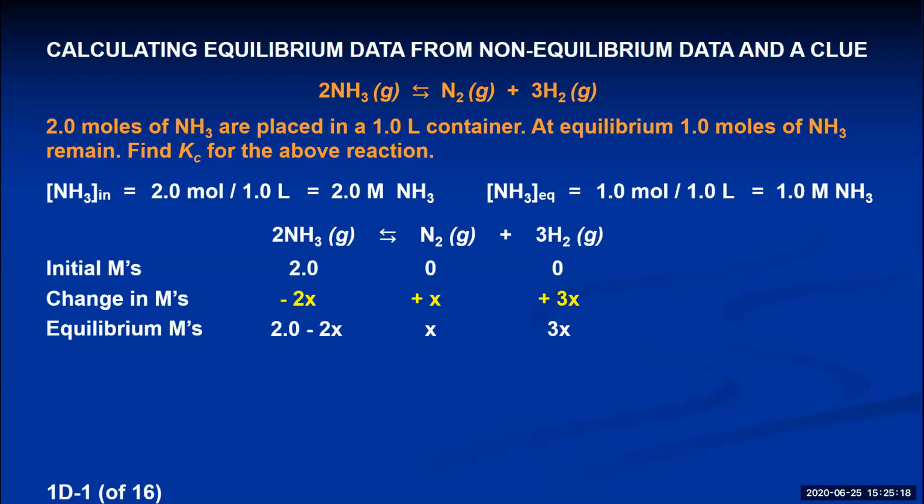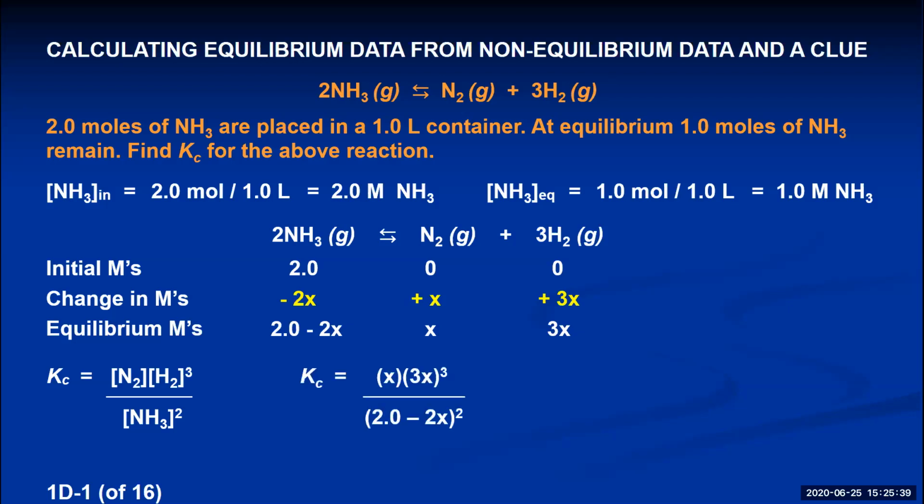Once we've determined our algebraic equilibrium molarities, we're now going to relate those to the equilibrium constant. The equilibrium constant equals the molarity of the products divided by the molarity of the reactants. That would be the concentration of nitrogen to the first, multiplied by the concentration of hydrogen to the third, divided by the concentration of ammonia squared. The Kc we don't know, but we do know all the equilibrium molarities of the reactants and products, and so if we plug them into the expression, we're going to get something that looks like this.